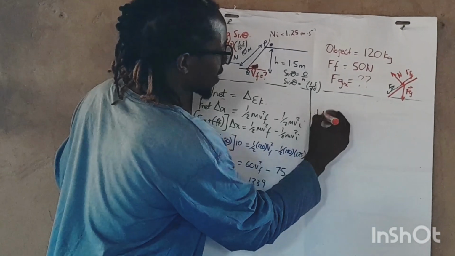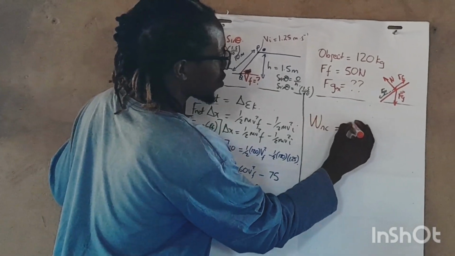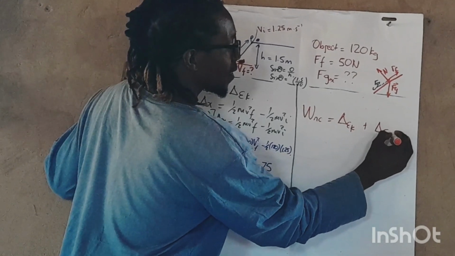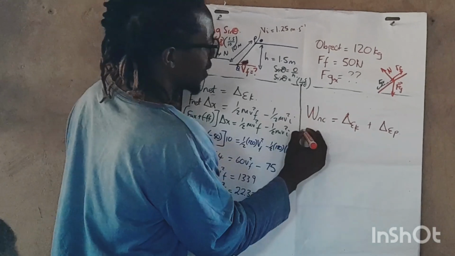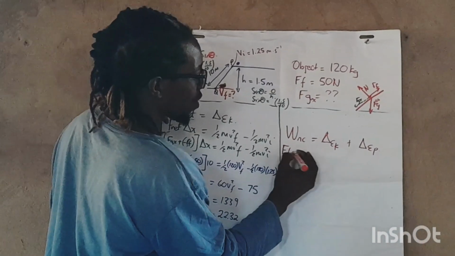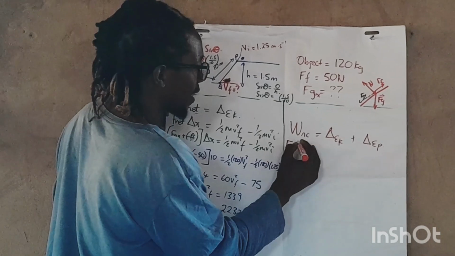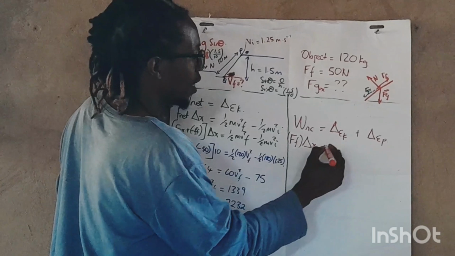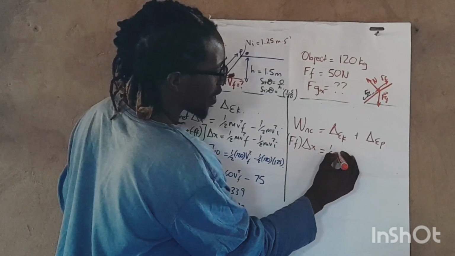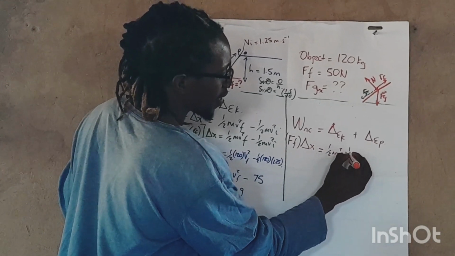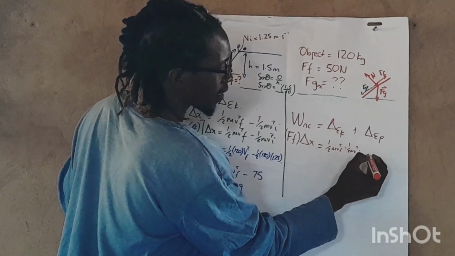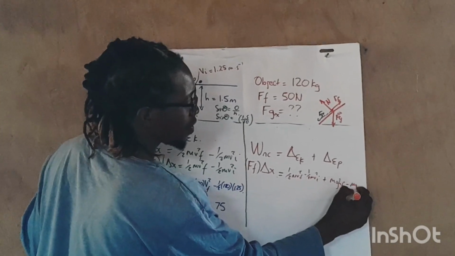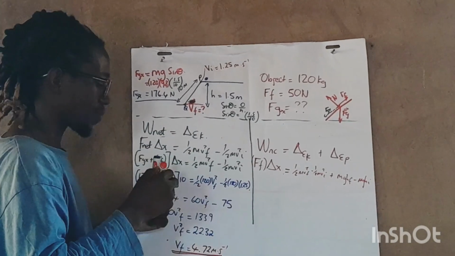So we said work done by non-conservative force is equal to change in EK plus change in EP, right? So this is frictional force because we are only having frictional force, multiplied by change in x, should be equal to half mv squared final minus half mv squared initial, plus mgh final minus mgh initial, right?